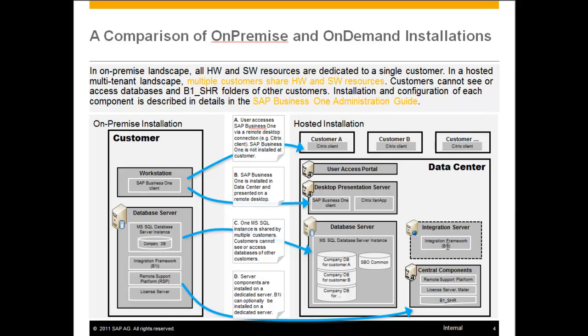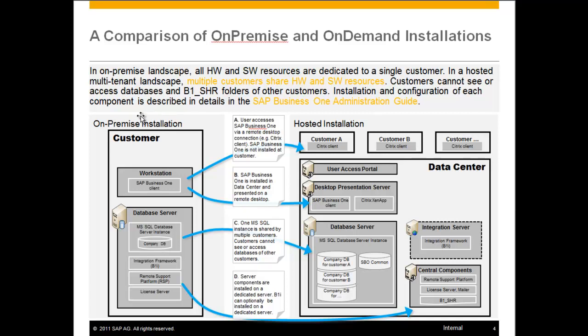Then we also have our integration server, which is our Business One integration framework, and that's what we use to deliver applications, as I mentioned before, like the Business One mobile application. And then we also have some central components. We have our remote support platform, we have the license server and the mailer, and then we also have our Business One share folders. So those are all the components which sit inside the data center.